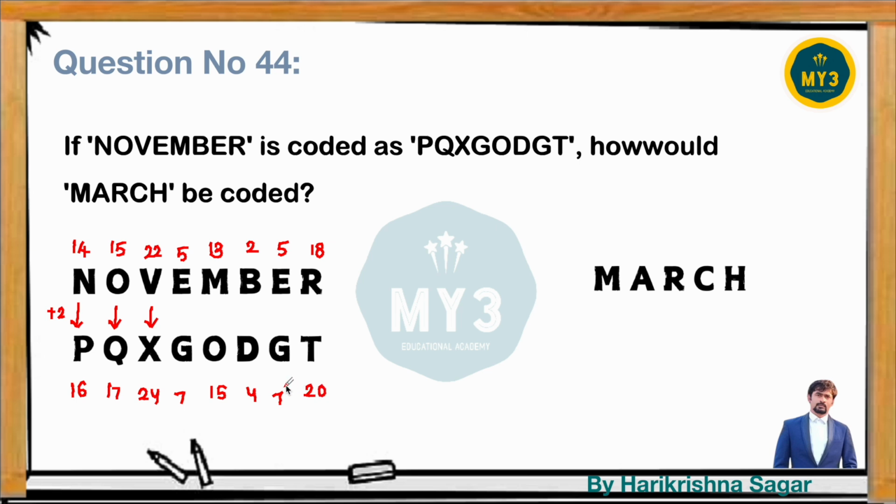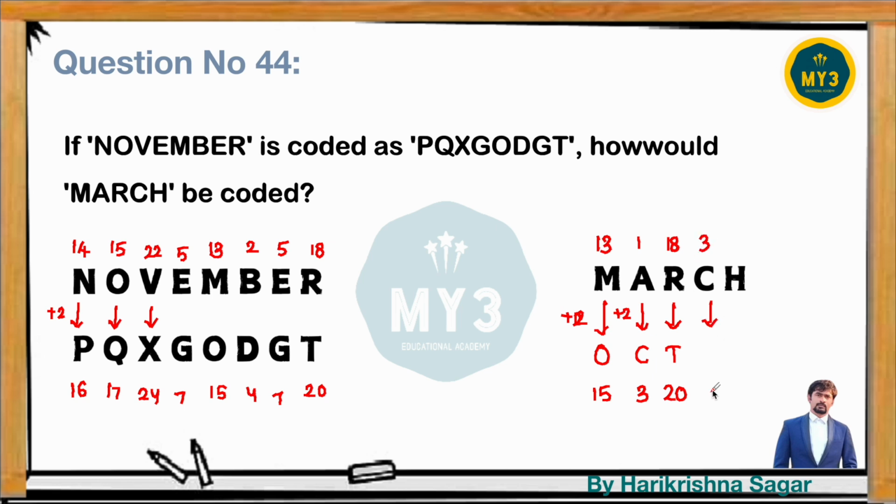So every alphabet is increased by 2, which means the same thing should happen here. How is the word March coded? M is 13. 13 plus 2 is 15. The 15th alphabet is O. A is 1, 1 plus 2 is 3, and the third alphabet is C. R is 18, 18 plus 2 is 20, and the 20th alphabet is T.